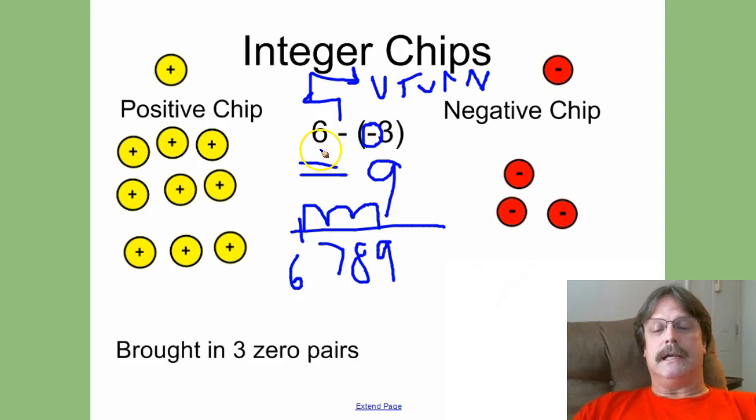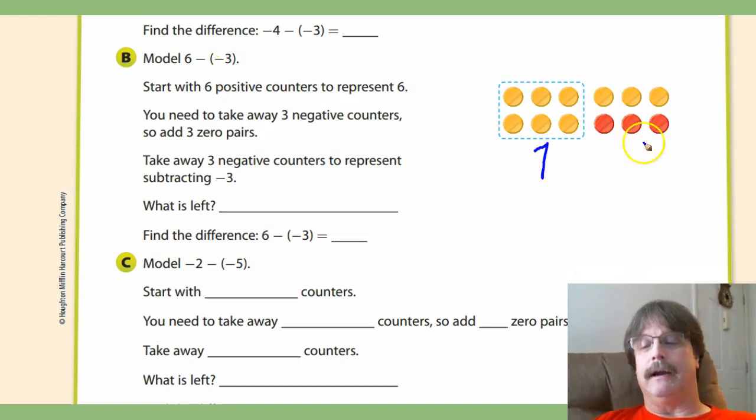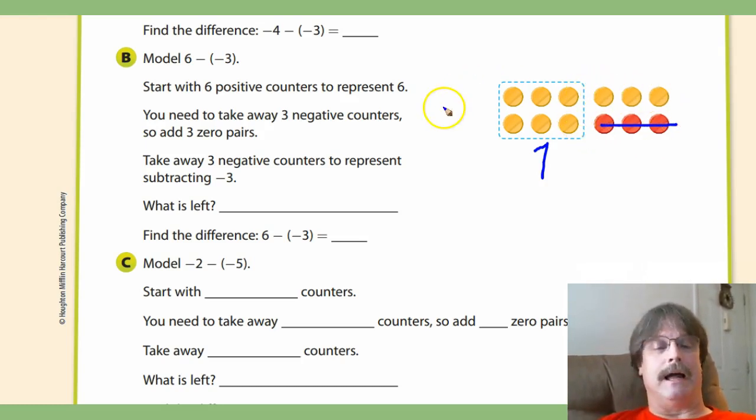So 6 minus negative 3 is a positive 9. Okay, so if we come back here now, we can see, using their model, here's the 6 positives that they added. We added the 3 zero pairs based off the negative 3 here. We now can subtract the 3 negatives, and that's going to leave us with the 6, 7, 8, 9.